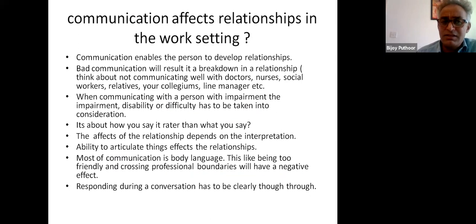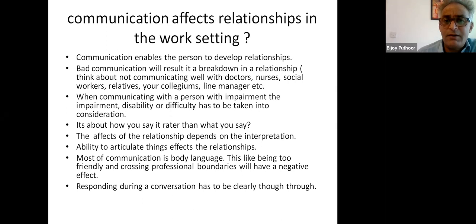If it's bad communication, if you are too harsh on someone, if you don't give enough value to the person and the relationship, and you communicate by ridiculing them, that will have an effect on the relationship. The same goes for not communicating well with doctors, nurses, social workers, relatives. Think as if you're going to be a senior support worker or a support worker, and you have to communicate with doctors, nurses, social workers, relatives who may be coming with their own understanding about things, your colleagues, line manager.